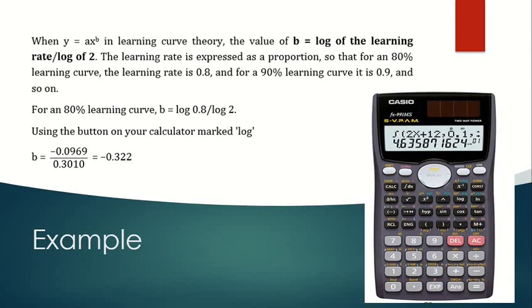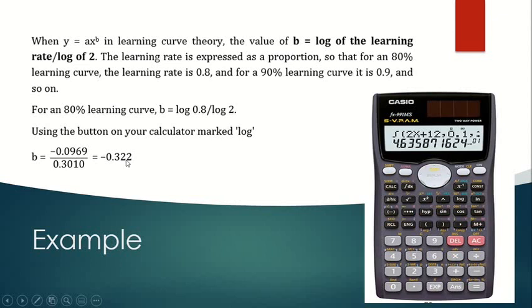Let's say our learning rate is 80%, which means we want to put 0.8. So log 0.8 divided by log 2. Then we can find this learning index as minus 0.322. When you're looking at your calculator, you can get the exact figure, minus 0.321928094. Here I have taken it to three decimal places, so minus 0.322, right?